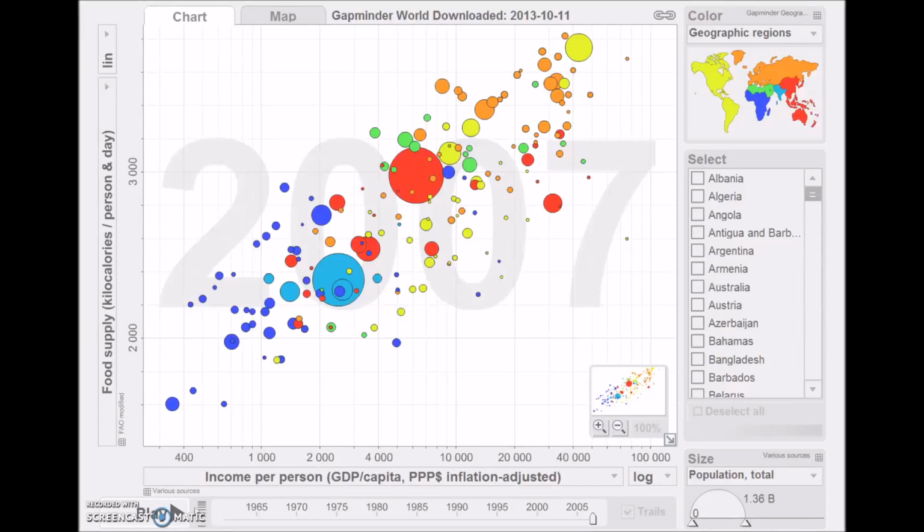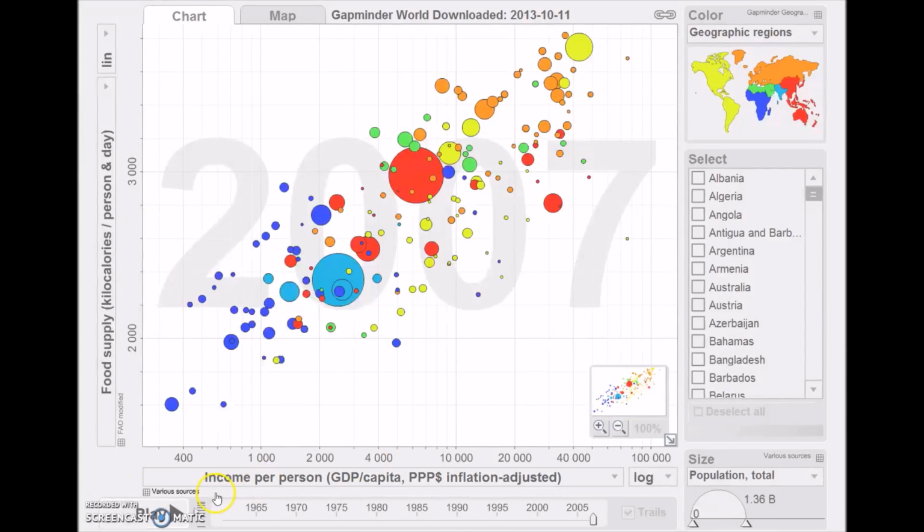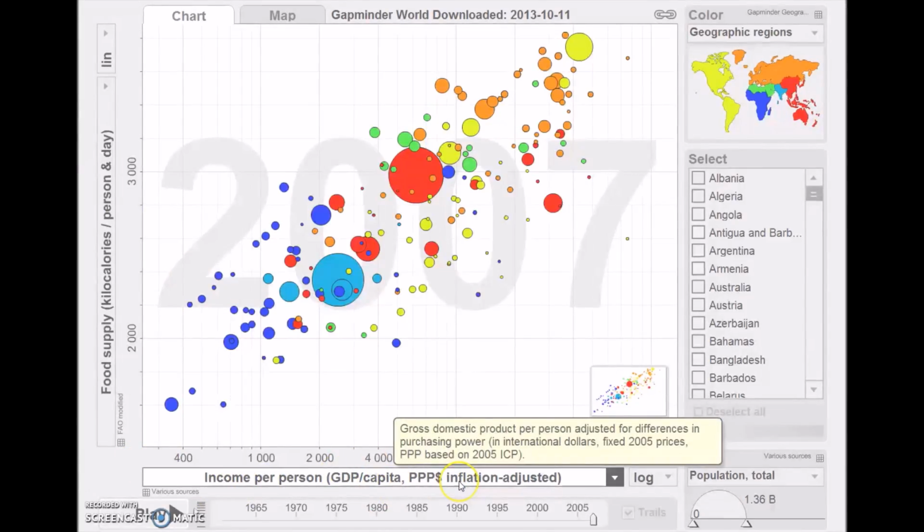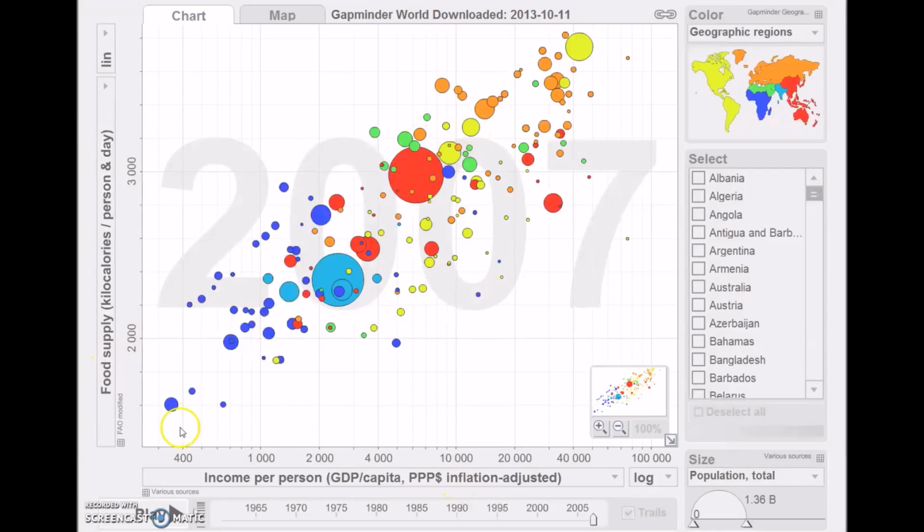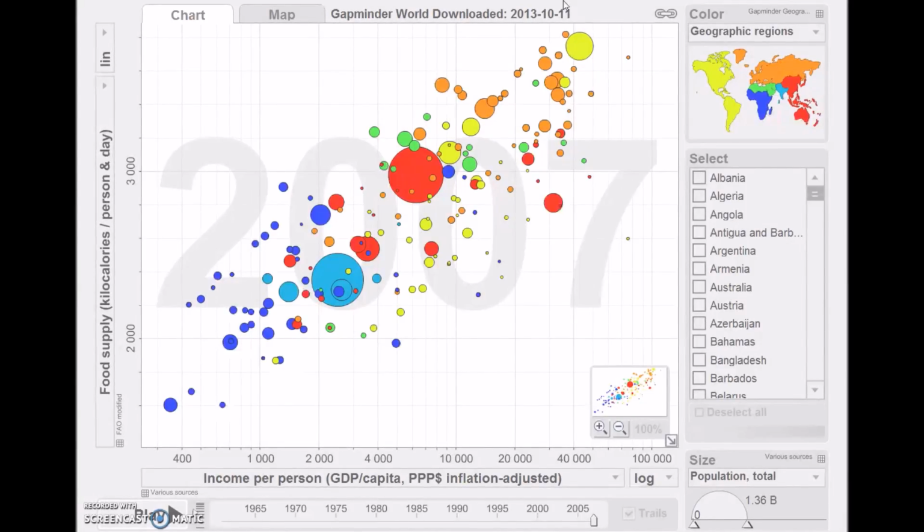So on this graph, on my y-axis, I have the food supply, kilocalories per person per day. And on my x-axis, I have the income per person, GDP per capita. Now, this is 2007. This is the latest data that was collected, and you can see that it has a very clear, defined linear line.